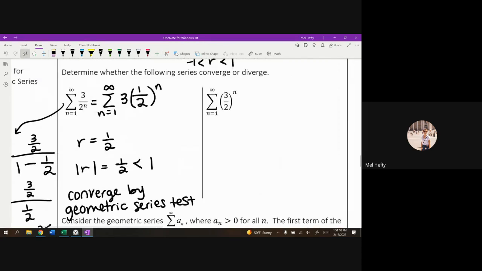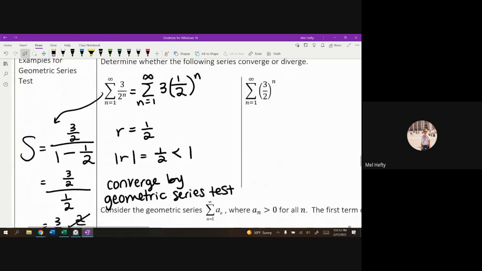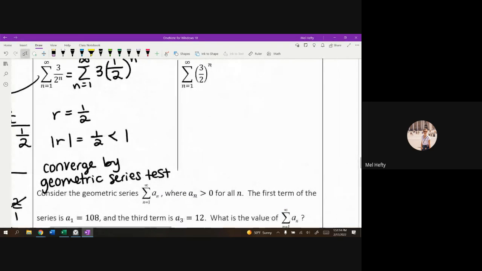All right. Let's do another one of these proofs again. So we're looking at this series. We want to know: converge or diverge? We look at it, and we see it looks like something to the n. We're thinking geometric. So what is r? 3/2. Why do I care? The ratio is greater than or equal to 1. So this is going to diverge by the geometric series test.